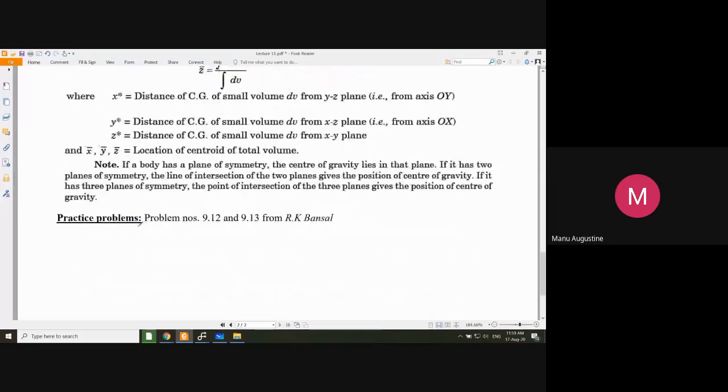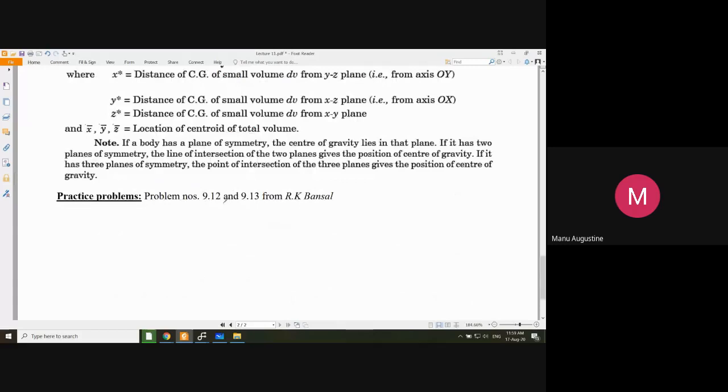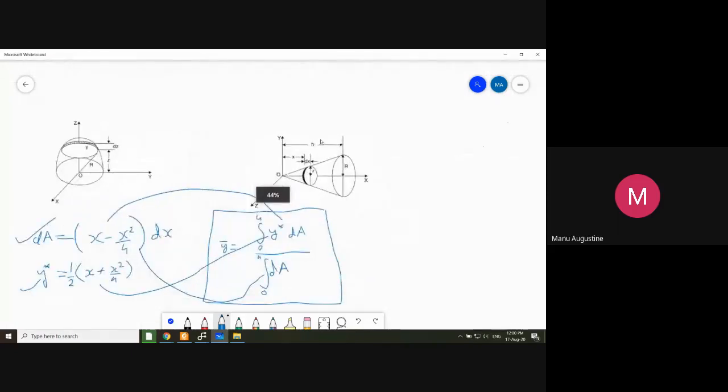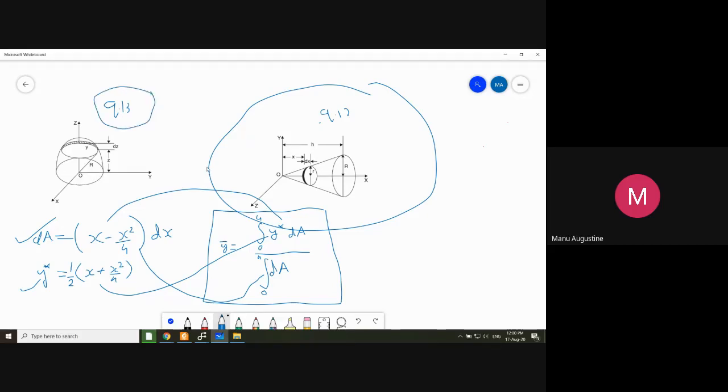Now, what I want you to do is go to practice problems, problem number 9.12 and 9.13 from Archibald, and try to understand these questions. The concept is exactly the same as you have studied today, using the method of integration. 9.12 and 9.13 are these questions. This is 9.12, this problem. This is 9.13. That means you have to find the centroid of a cone and the centroid of a hemisphere. So please refer to the book and try to understand it.